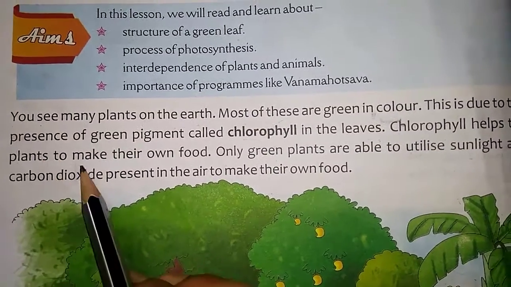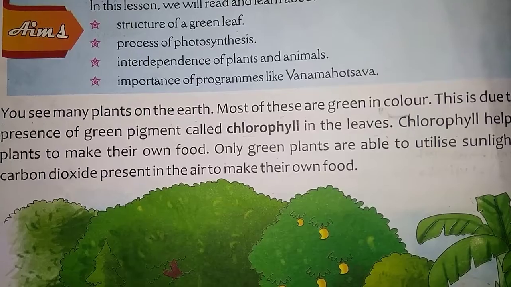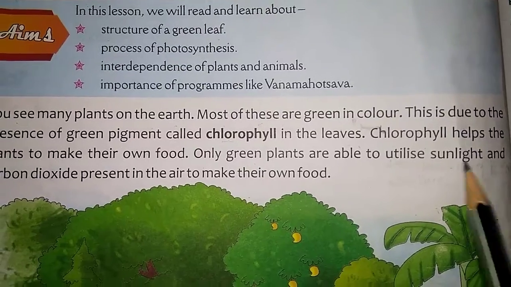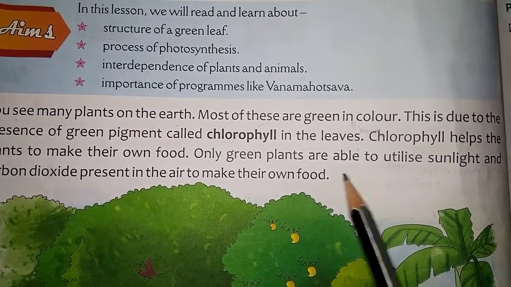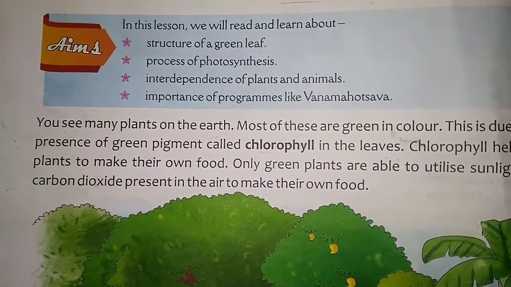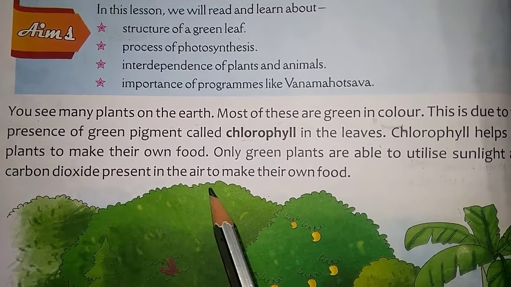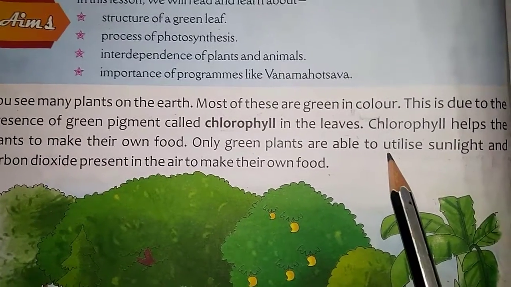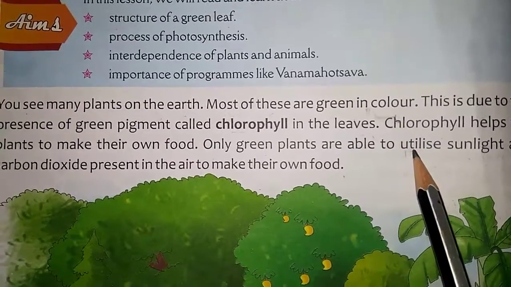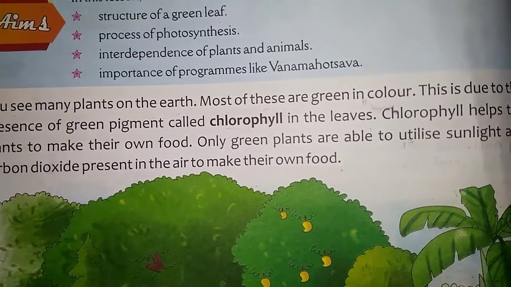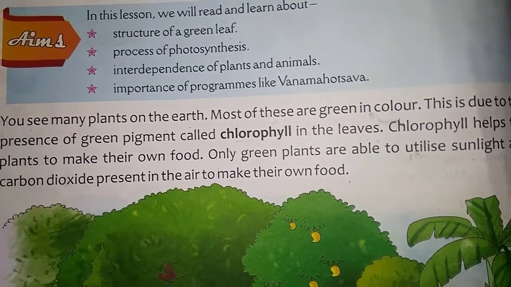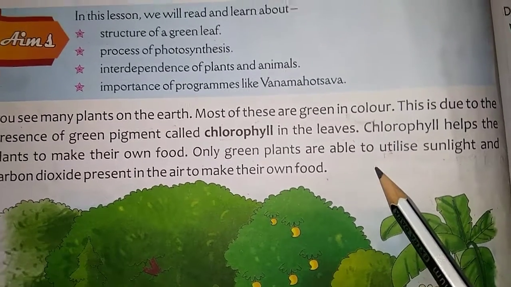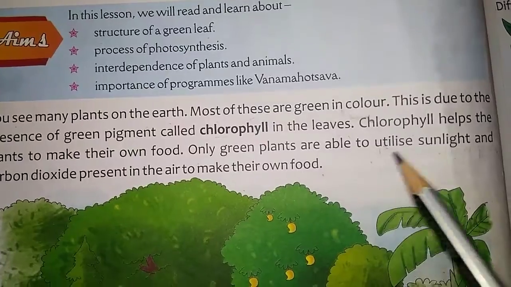Chlorophyll helps the plants to make their own food. Only green plants are able to utilize sunlight and carbon dioxide present in the air to make their own food. Now utilize means what? To use something. They are using something for the effect. What is the effect here? They are using it for preparing the food. Utilize means to use something effectively.